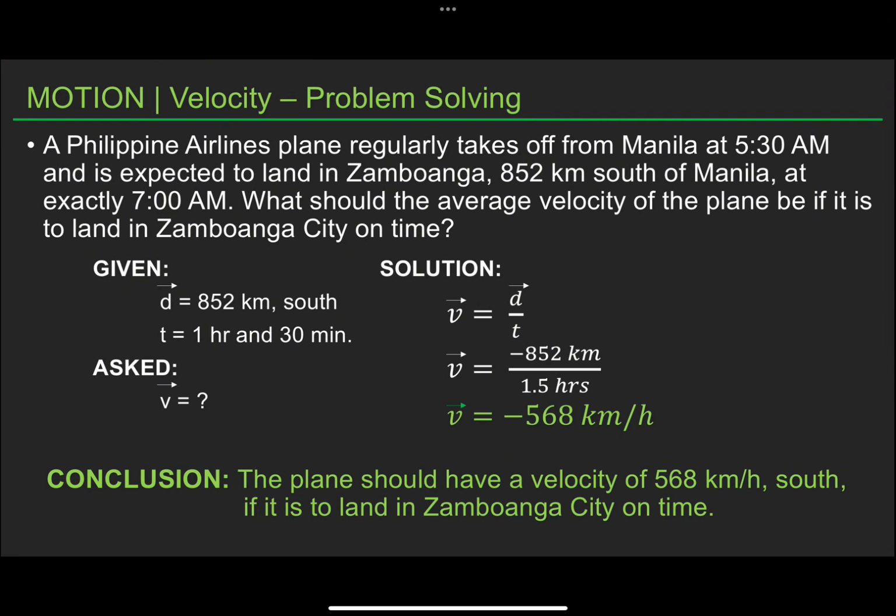First, you need to convert 1 hour and 30 minutes into a single unit, which could be hours. Then, substitute that, but please bear in mind that 852 kilometers south indicates a direction, and south should be negative. So you place negative 852 kilometers, and your velocity as a result is also negative. That negative sign indicates that it is heading towards the south.